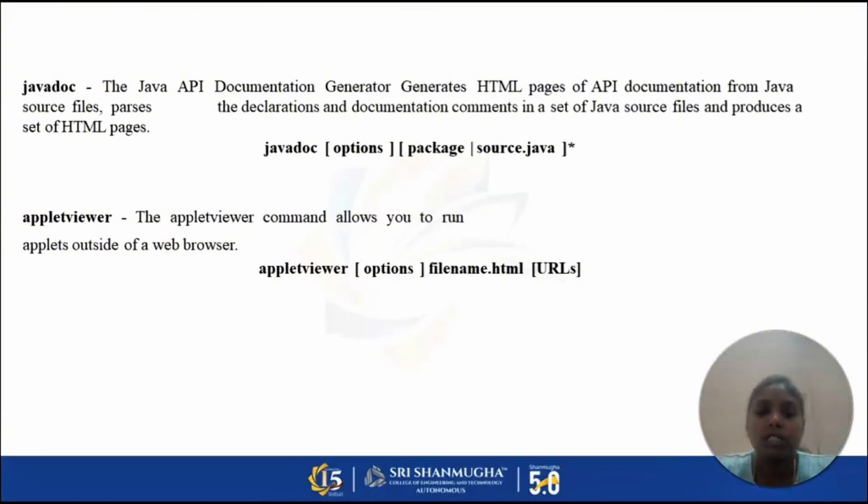Then javadoc generates Java API documentation. For example, different types of APIs connected to the Java program. For example, the syntax is javadoc, options, package and source file. You have to give it like that. Applet viewer: the appletviewer command allows you to run an applet outside of the browser, mainly used for HTML formats.